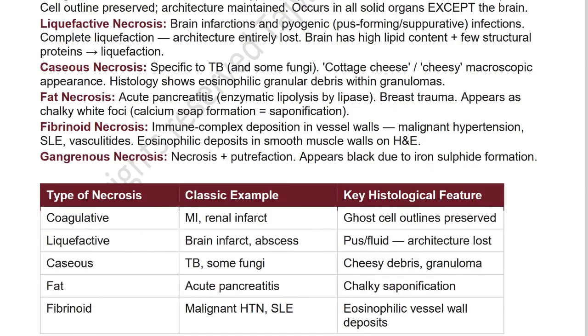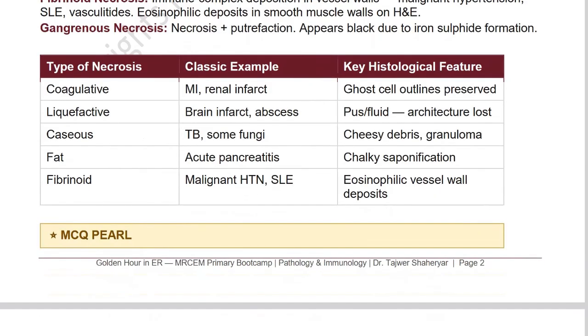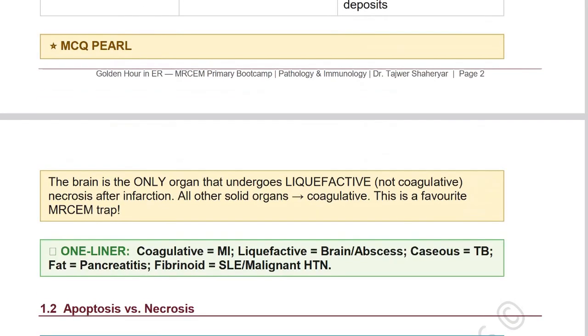Fibrinoid necrosis, it's immune complex deposition in your vessel wall, commonly seen with malignant hypertension, SLE, vasculitis. Eosinophilic deposits are seen in your smooth muscle wall on H&E staining. So gangrenous necrosis, this is where necrosis is present with putrefaction. You can have wet or dry, appears black due to iron sulfide formation. So this is just another table, a quick review. You can review this whenever you're going for the exam a day before, just to revise everything. Now let's cover the MCQ part.